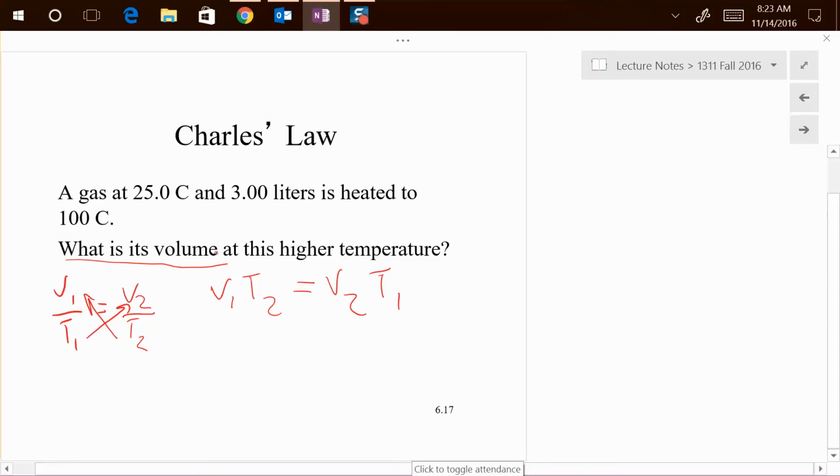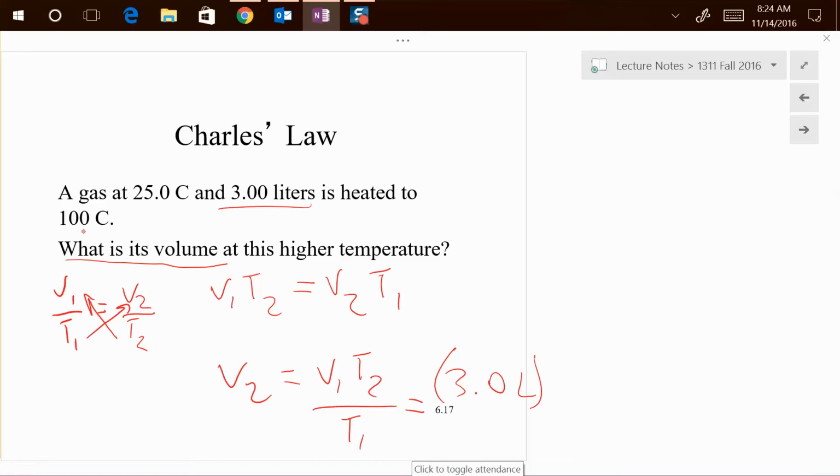What is the volume at the higher temperature? What am I solving for? Good. V2 equals V1 T2 over T1. So this is the equation I will use. V1 is 3 liters. Now, what number do I put next for T2? That's right. I'm going to put the 100 degrees Celsius because this is T2.